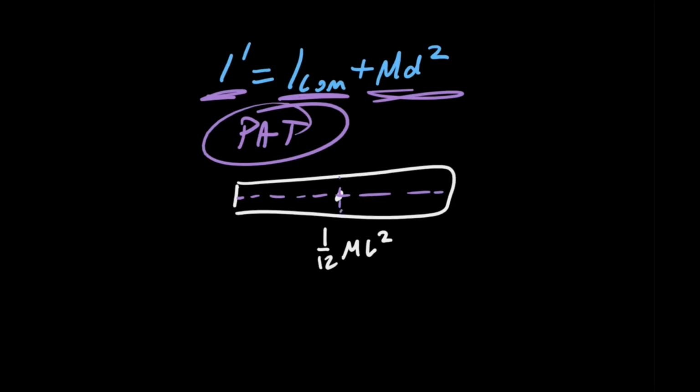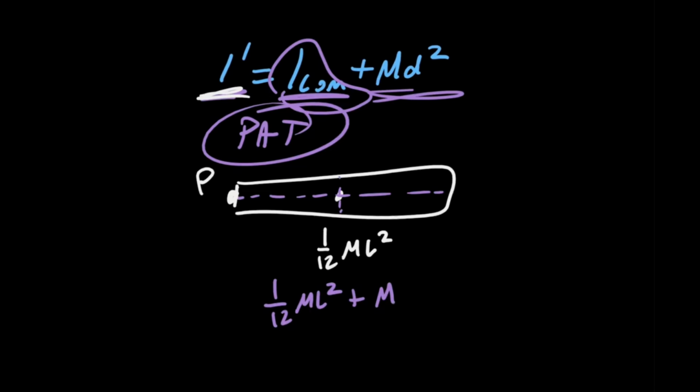axes. But what if we want to find the new rotational inertia about this point P? Well, what we're going to do is add this term right here. So we have 1/12 mL squared plus m. And then what's our d? Our d is the distance from when we had the center of mass to our new point. So it's going to be L over 2 squared. And what is this equal to? Well, when we simplify it, it's going to be equal to 1/3 mL squared.